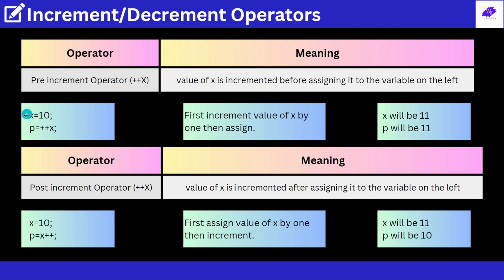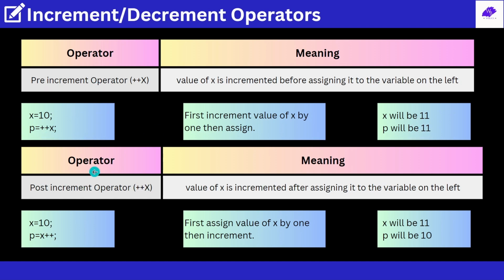For example, take x is equal to 10, p is equal to ++x. So here p is assigned the value of ++x. Here ++ is written before the x, so the value of x will first be incremented by 1, and then assigned to p. So x will be increased by 1, so x will be 11. Also p is assigned after incrementing x, so p will also be 11 in the case of the pre-increment operator.